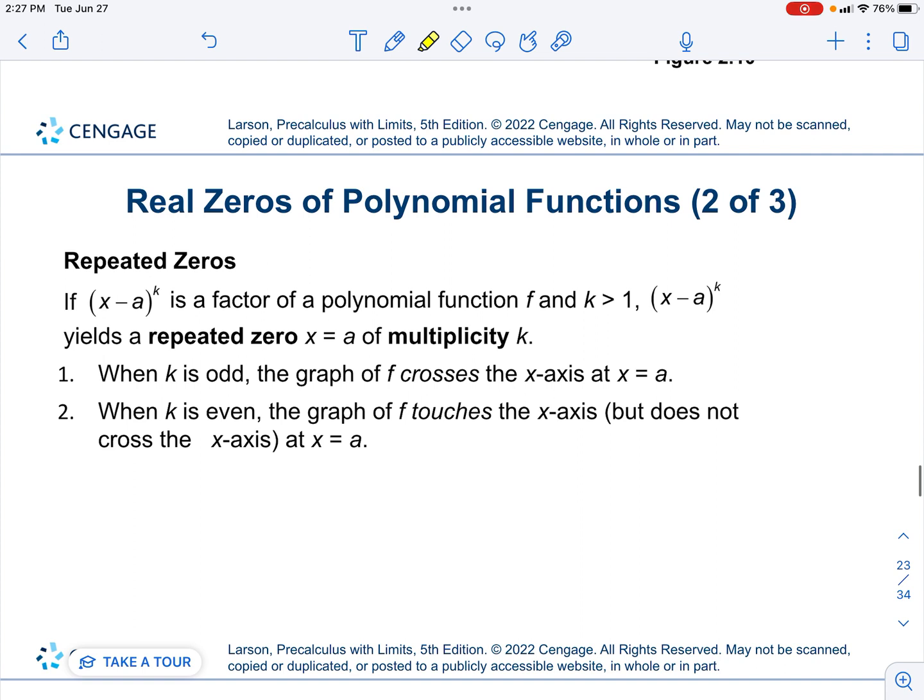All right, if you have repeated zeros, like they pop up more than once, like your factor has a power of 2 or 3 or something higher, we call that a multiplicity. And if the power is odd, the graph crosses at that 0. If it's even, it touches at that 0.